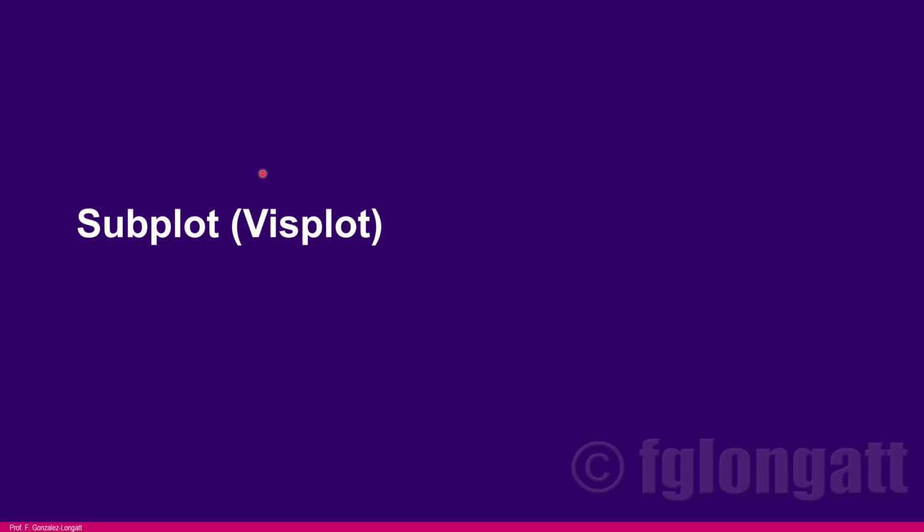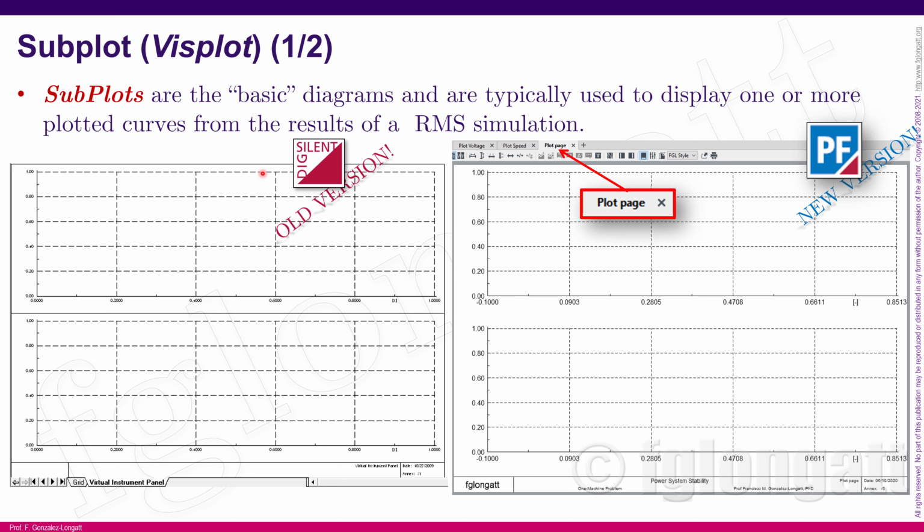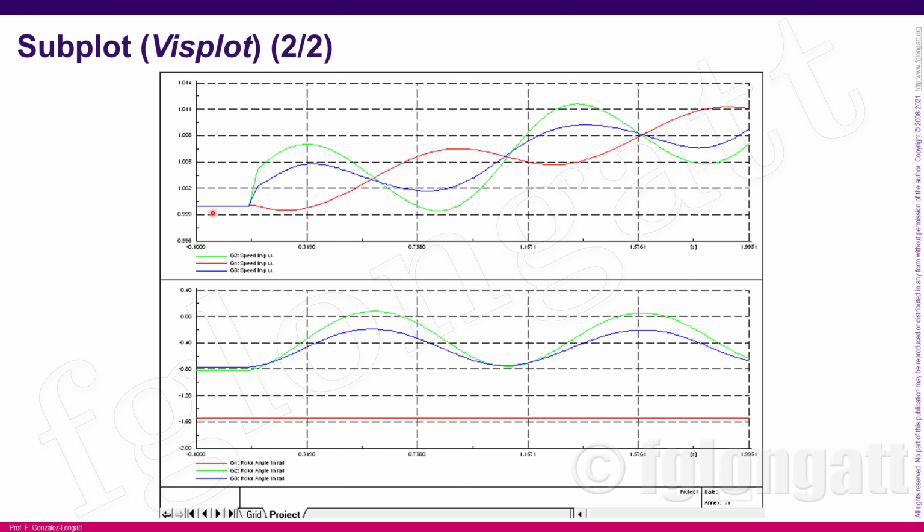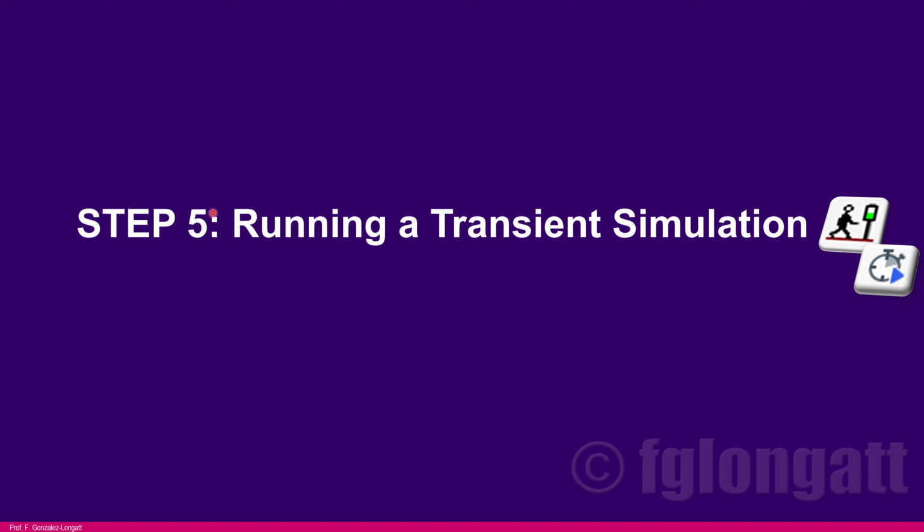Okay, the most used plot when we are working with time domain simulation is the subplot. Okay, the subplot is the classical representation used for the time domain simulation. It's very simple. We select the subplot, and that is the basic diagram that you can use. And then what you need to do is double click, select the variables, and you will get something like this. Okay, this will happen after the simulation. Okay, if you select the plots and you select the variables, nothing will happen until you run the simulation. And you will run the simulation in step 5.